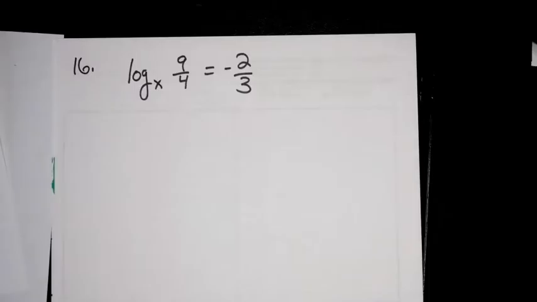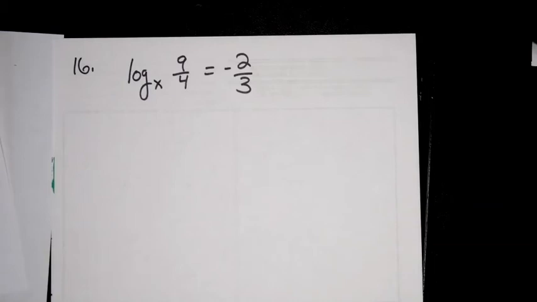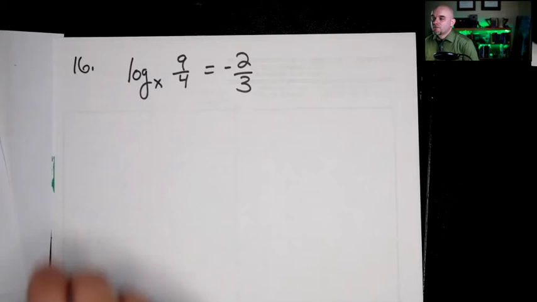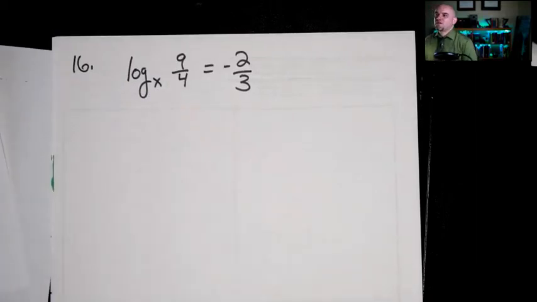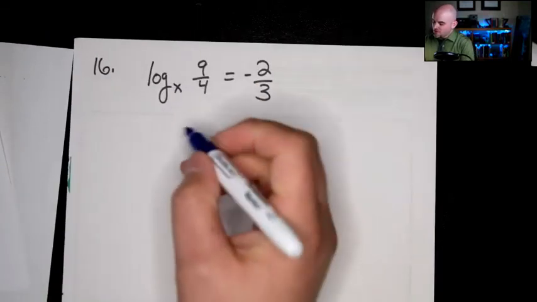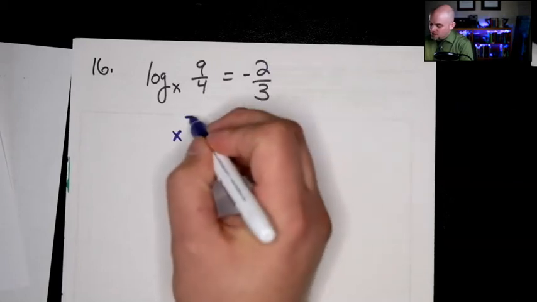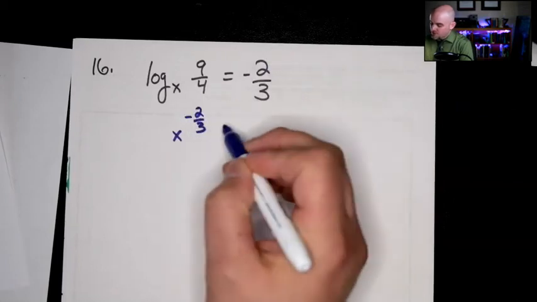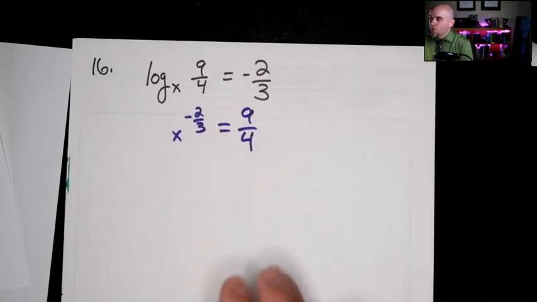So here we are with number 16, and number 16 is saying the log base x of 9/4 is equal to negative 2/3. And for something like this, you say, okay, now base x, we haven't done that one yet. Don't fear that. Let's put it in exponential form. So if the base is x here, if we put it in exponential form, we're going to have x raised to this exponent, negative 2/3, is equal to whatever we put into the logarithm, which was 9/4.